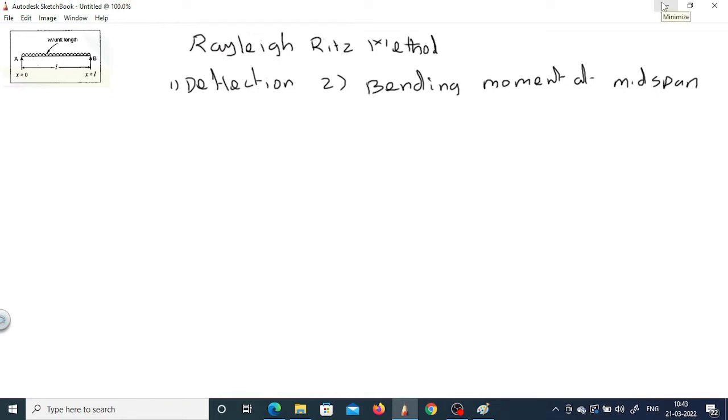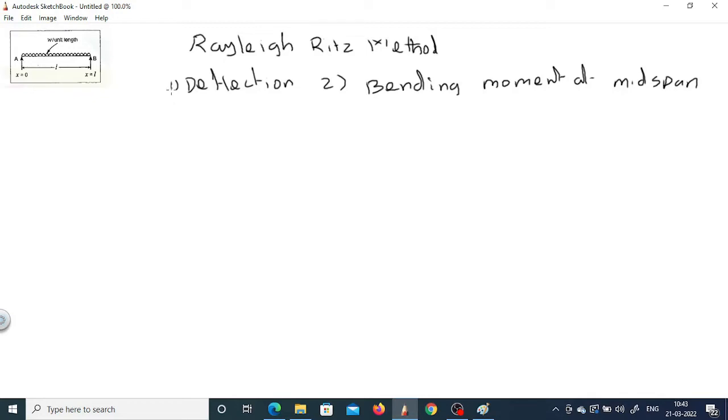Good day. Today we will discuss how to solve the beam problem with the Rayleigh-Ritz method. In this problem, we have a simply supported beam with a uniformly distributed load. There are two points, A and B, and the span distance is L. From this beam, we should identify the deflection and bending moment at mid-span of the beam. Those two are identified in this problem.